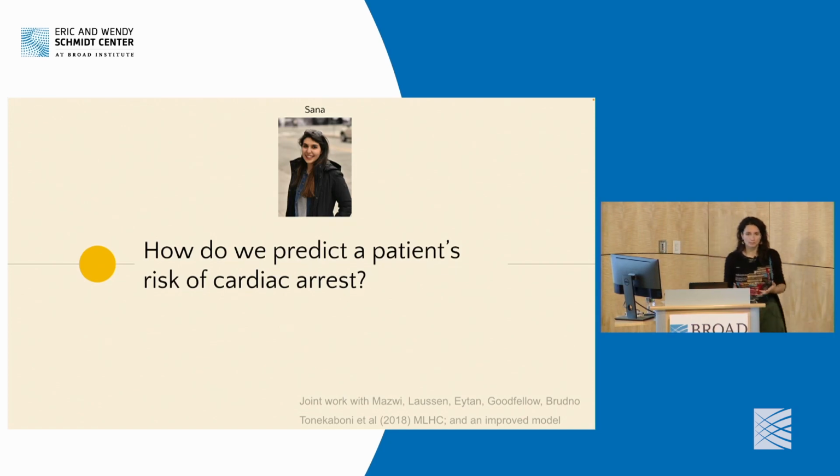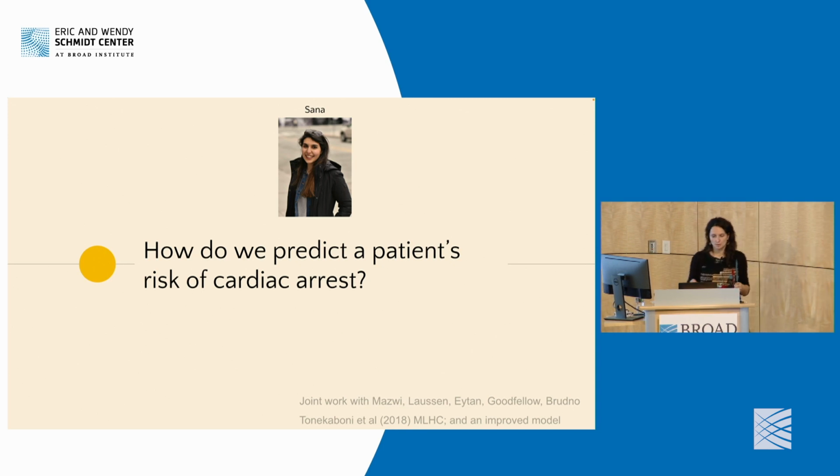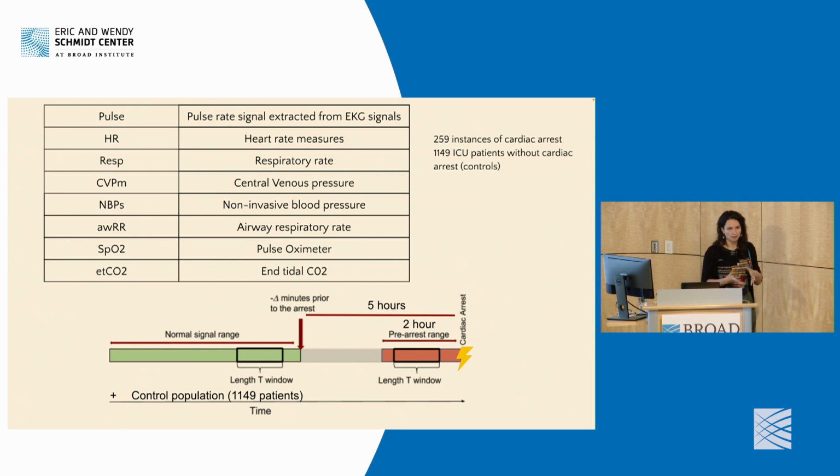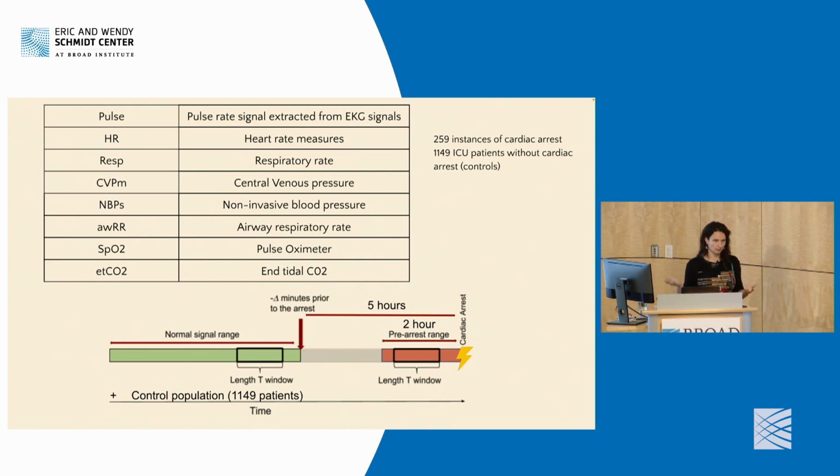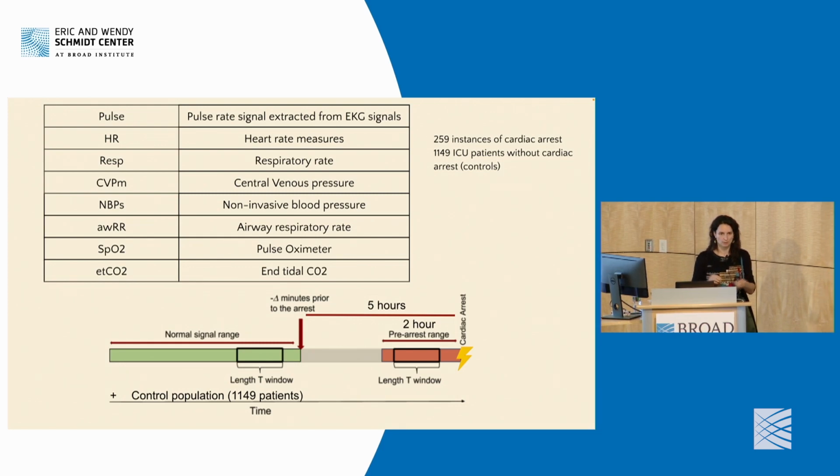We have formed a team with the ICU Lawson Labs, and this is my PhD student, Sana Tonicaboni, who has studied this project, which asked, how do we predict cardiac arrest? The data that we had is all the streaming data from the Philips monitors that were shown on the previous screen. You have heart rate, respiratory measures, some blood pressure measures, some oxygen measures, etc. All of this streams in real time. We had 259 instances of cardiac arrest.